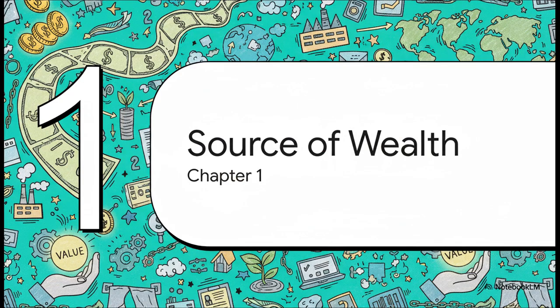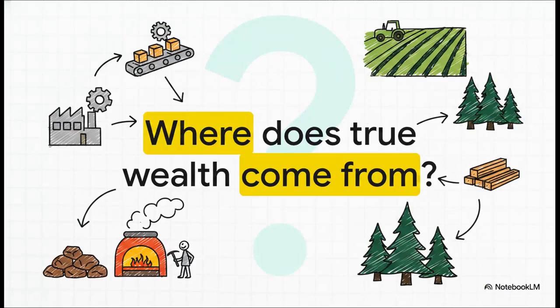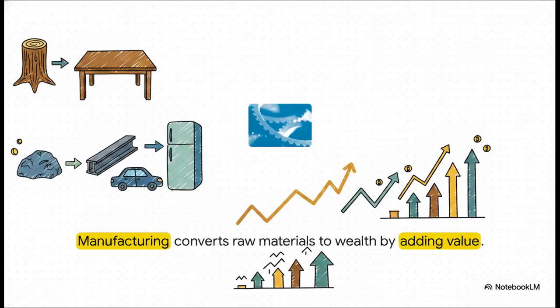Starting with Section 1, the source of wealth. Let's get a little philosophical for a second and think about where value actually starts. It's a huge question, right? Where does true wealth actually come from? Now, you might be tempted to say it comes from a nation's natural resources. Mineral deposits, rich farmland, sprawling forests. But here's the secret. Those are really only potential sources of wealth. I mean, a pile of iron ore just sitting in the ground isn't wealth until we actually do something with it. And that's exactly where manufacturing steps in.